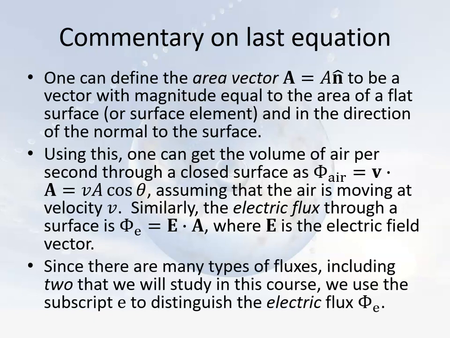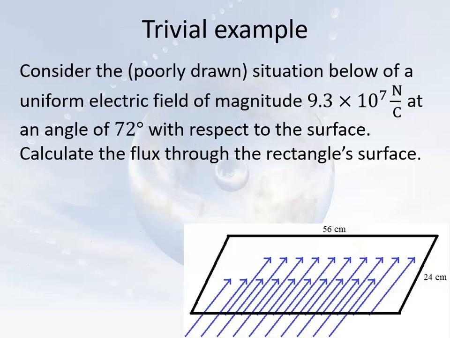Now, keep in mind that there are two types of fluxes that we're going to deal with in this course. Well, many types of fluxes in general, but two that we're going to deal with in the course. A lot of times people will use the subscript E to denote the electric flux. Later on in the course, we're going to have a subscript B to denote the magnetic flux. Why B? Because B stands for magnetic. No, because M is taken by lots of other things, so they decided to use B.